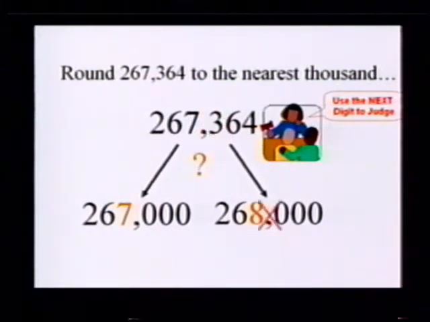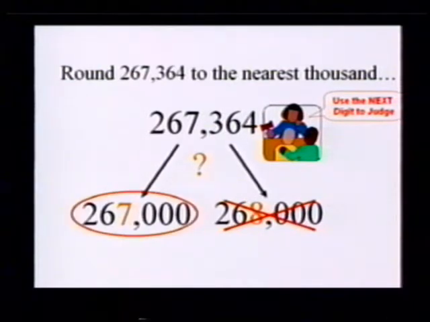So in this case, you're way off. I say you're way off. We don't use that one this time. We're going to stay with the 267,000. Okay?